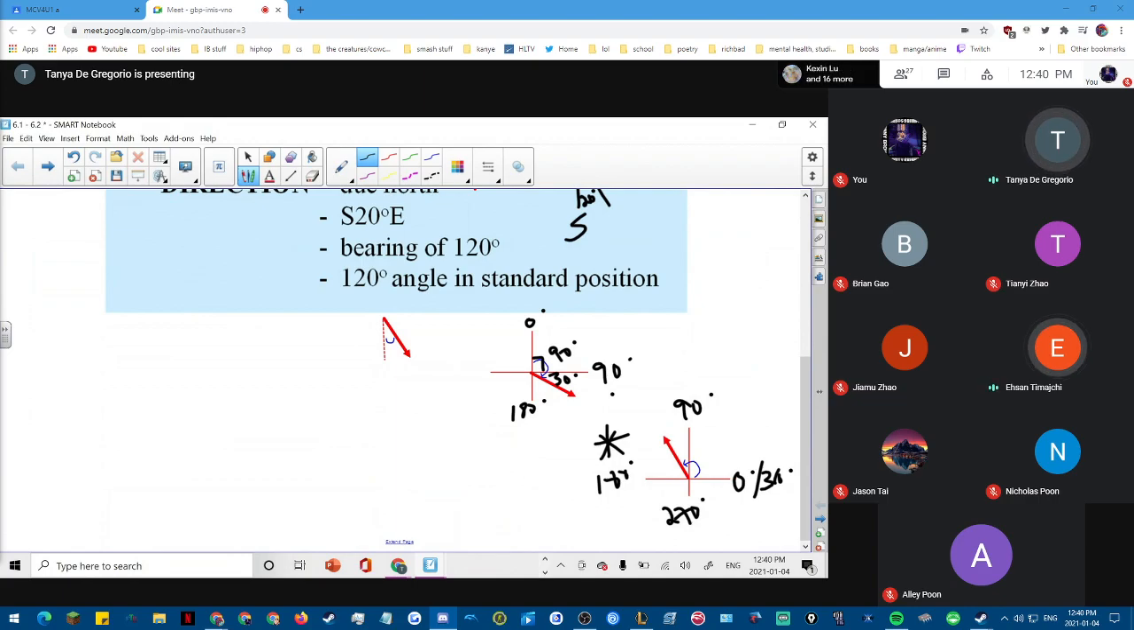So that's a bearing. Bearings are always like this. In the question, you'll see whether the direction is written like this, or it's going to say a bearing of, or an angle in standard position. So you're not going to have to guess, because it will be in the question which one you need to use.